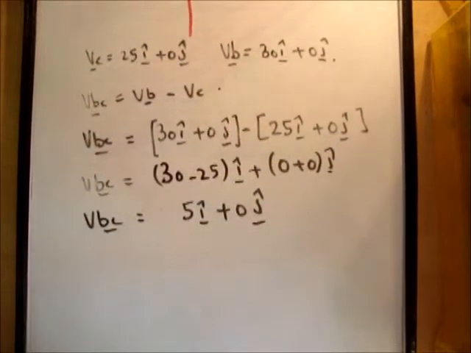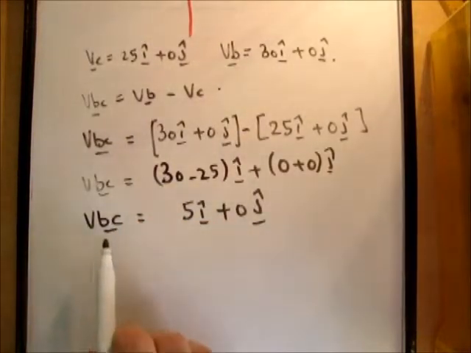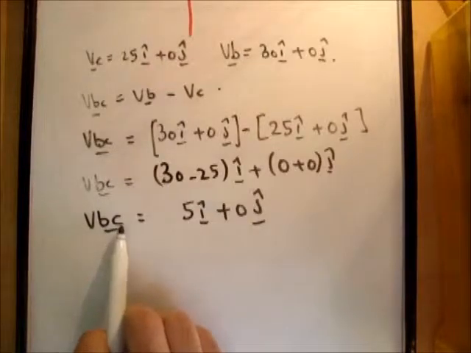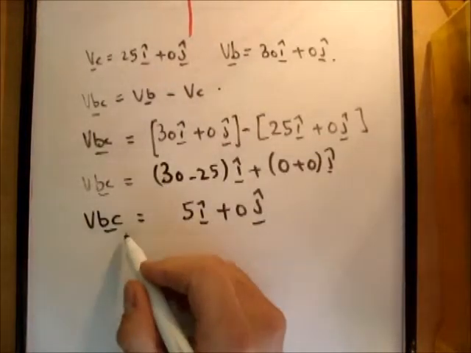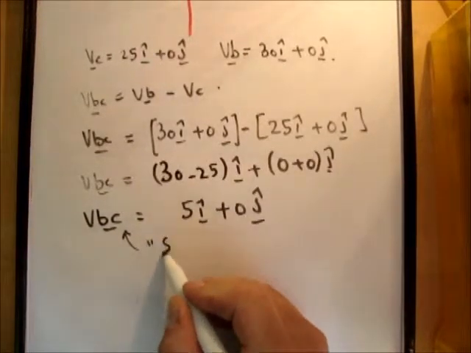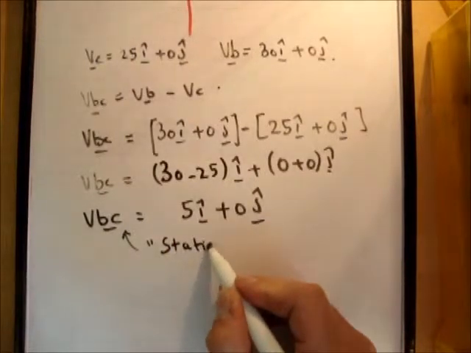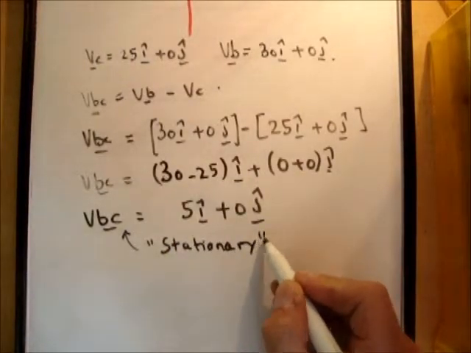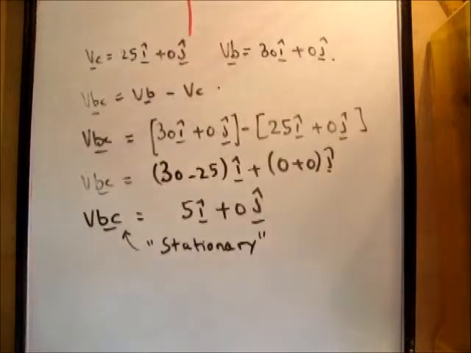And the question we're asked then is to find how long will it take for them to be 1 kilometre apart. So as I said in the theory lesson, VBC means the velocity of B relative to C. And in this case, C imagines that it is stationary. So the car sees the bus moving away from it at 5 metres per second, and the car is stationary. So the question is, how long would it be before they're a kilometre apart?